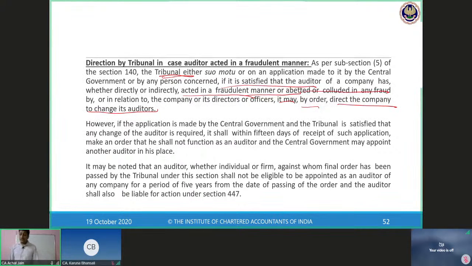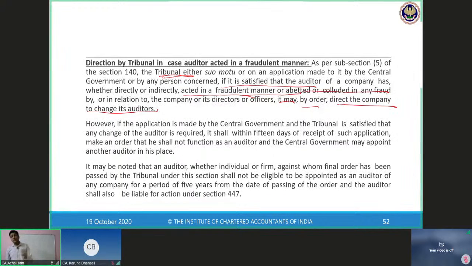However, if the application is made by the central government and the tribunal is satisfied that any change of auditor is required, it shall within 15 days of receipt of such application make an order that he shall not function as an auditor, and the central government may appoint another auditor in his place. It may also be noted that an auditor, whether individual or firm, against whom a final order has been passed by the tribunal under this section, shall not be eligible to be appointed as an auditor of any company for a period of 5 years from the date of passing the order.